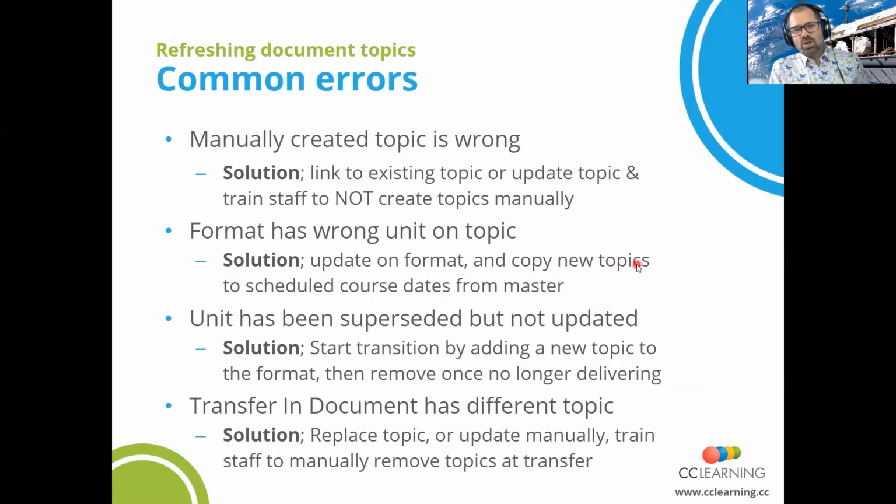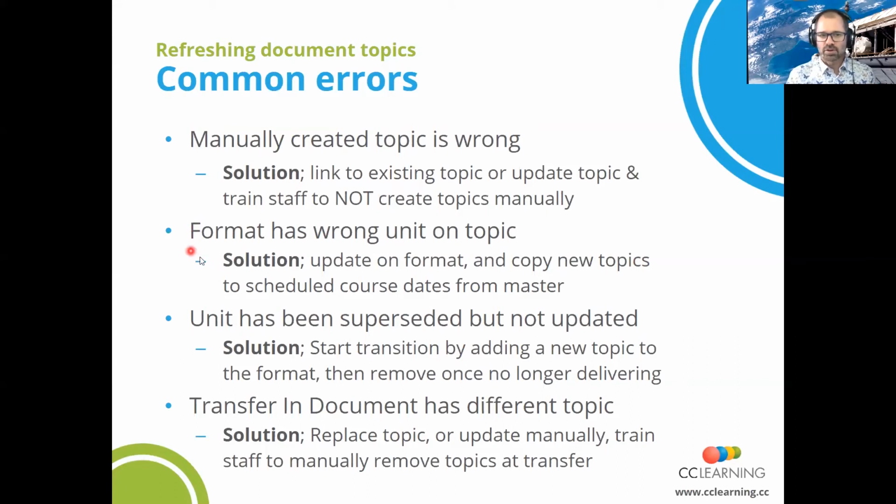So how about some common errors? Let me tell you some common errors in case you come across these. You can review this video. Manually created topic is wrong. That's what happened in this scenario. The scenario I just showed you was someone manually created a topic and they gave it the wrong year. So the solution in that is to link to existing topic or update topic and train staff not to create topics manually. You're better off not creating topics manually because there's too many opportunities for errors.